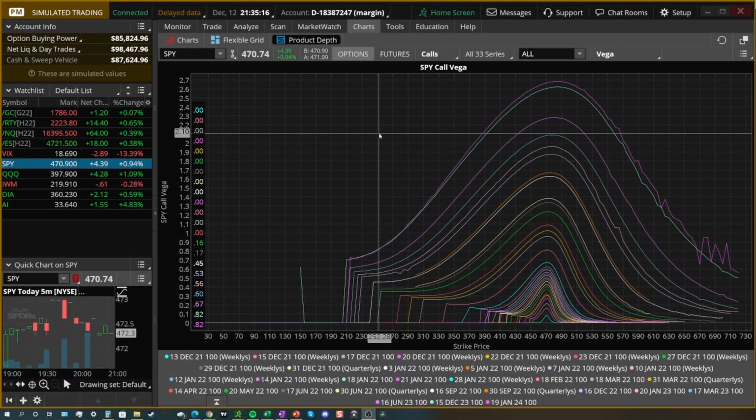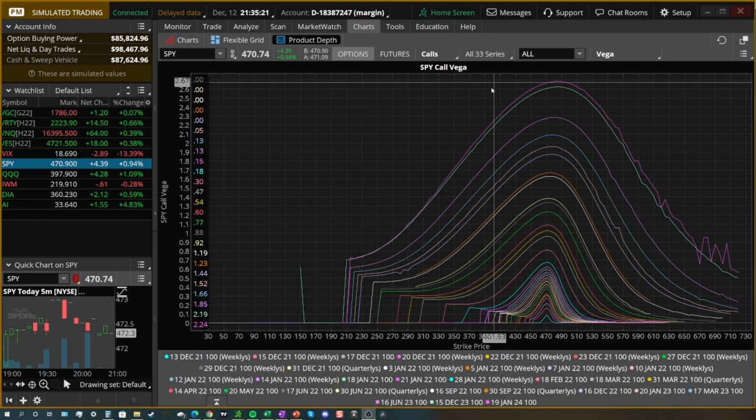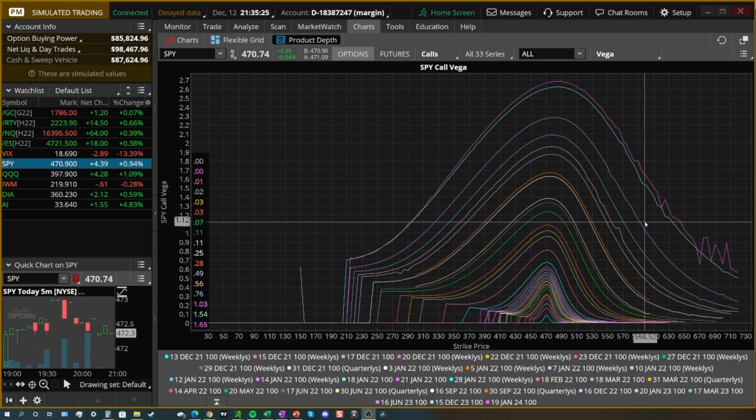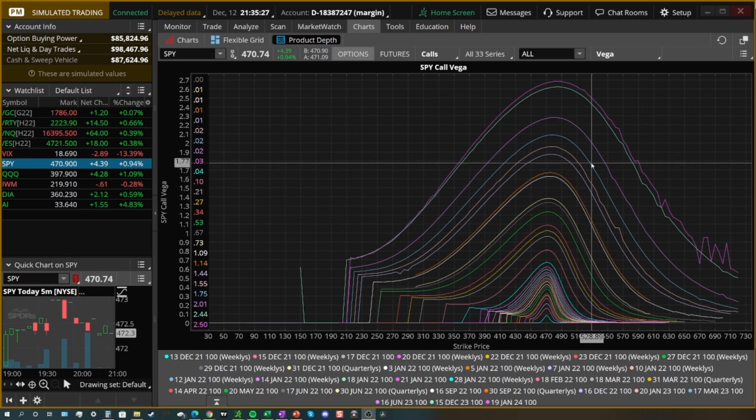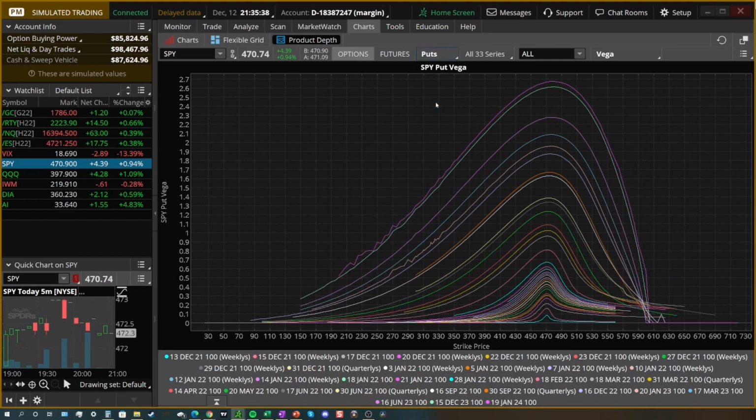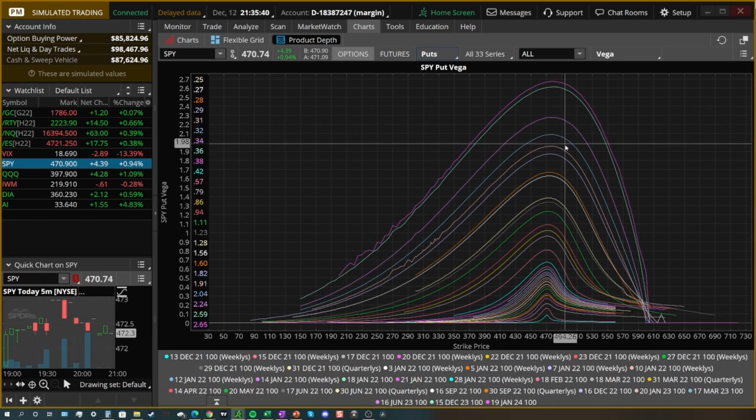Okay, here we are on the broker, and we are looking at SPY calls and Vega on SPY calls. And what you notice, it's very much just a typical bell curve. Nothing out of the ordinary, but with the peak being at the money. Okay? So that's what calls look like. This is what puts look like. Very much a bell curve.